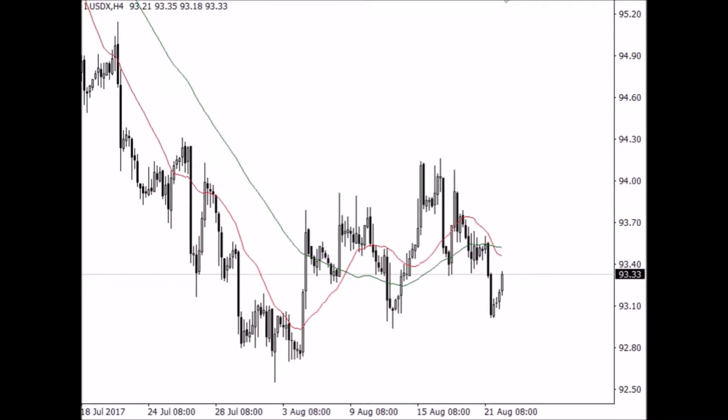I'm gonna share my daily analysis through this video, and first of all, let's review yesterday's market movement. So the first instrument we're referring to is the dollar index in the 4-hourly chart.